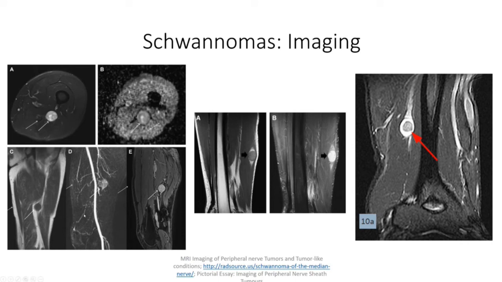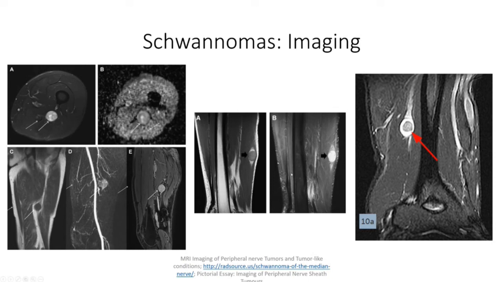If you were to do any type of arteriography, you would see that it can be vascularized, and so you can see some contrast uptake on that. And then on post-contrast imaging, it's going to be bright, and it's going to homogeneously enhance.